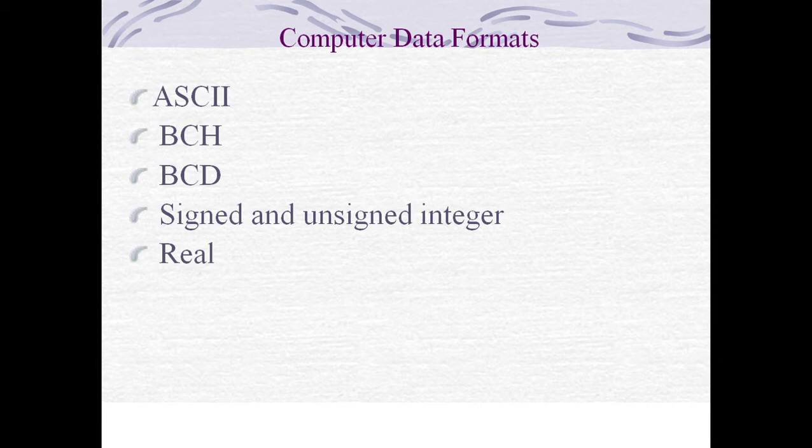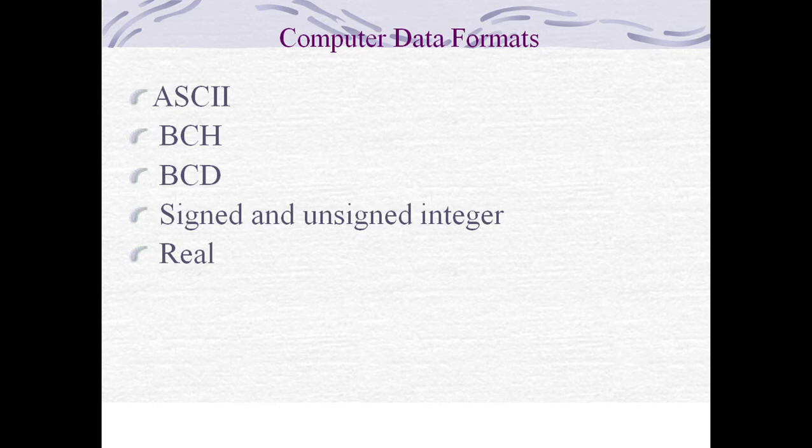ASCII is a 7-bit format, and then extended ASCII is an 8-bit format. ASCII stands for American Standard Code for Information Interchange. BCH is binary coded hexadecimal, which is a 4-bit code to represent digits of the numbers represented using the hexadecimal number system. BCD is binary coded decimal. This is a 4-bit code for every digit of the decimal system. So every digit of the decimal system is represented using a 4-bit code, and that 4-bit code is called BCD, binary coded decimal.